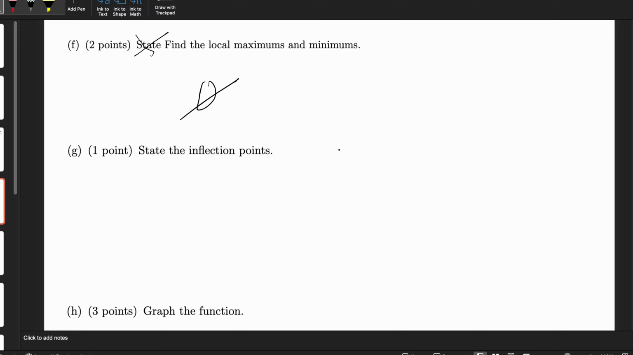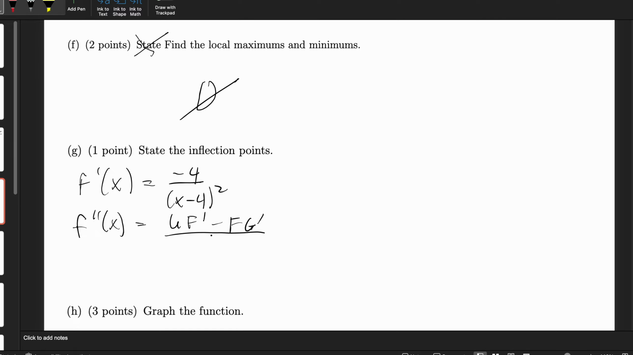Okay, so state the inflection points. Inflection points occur when the second derivative goes from being negative to positive or positive to negative. So I'm going to take the second derivative now. My f prime of x, remember, is minus 4 all over x minus 4 squared. So to find the second derivative, I'm going to do g f prime minus f g prime all over g squared. So my f is minus 4. F prime is 0.